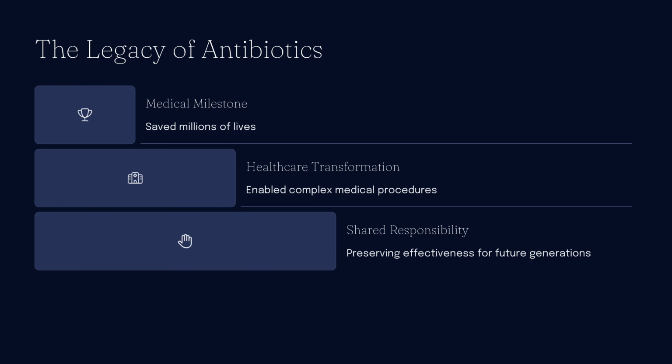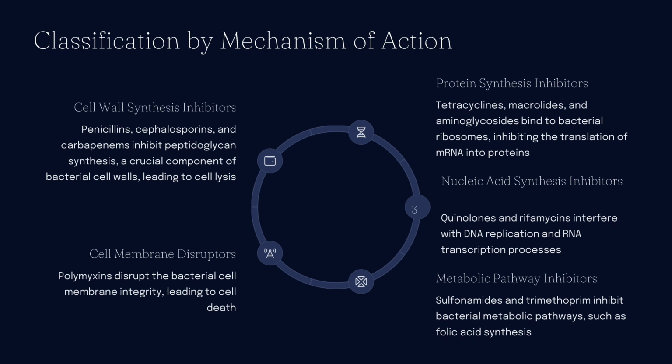Now we come to the classification of antibiotics. Antibiotics can be classified based on their mechanism of action, spectrum of activity, and chemical structure. Based on the mechanism of action, they can be divided into cell wall synthesis inhibitors, protein synthesis inhibitors, nucleic acid synthesis inhibitors, metabolic pathway inhibitors, and cell membrane disruptors.